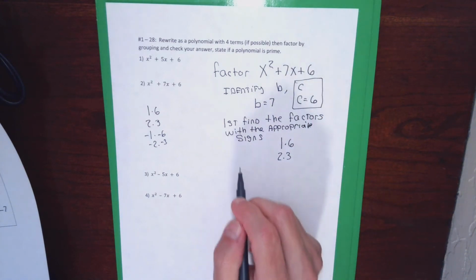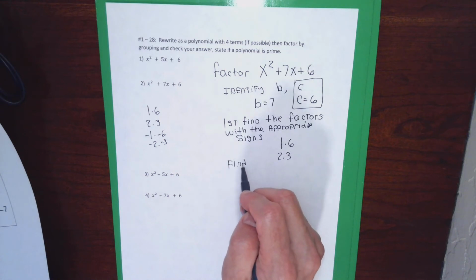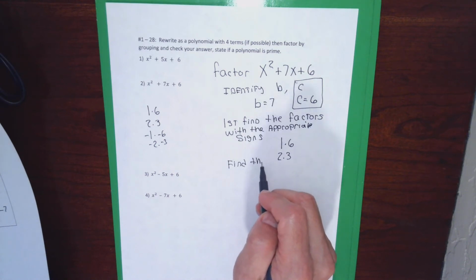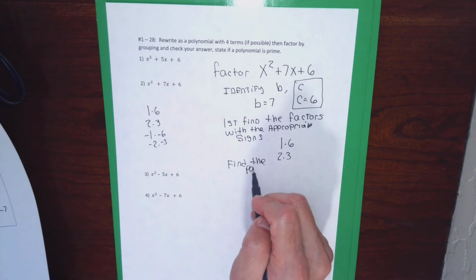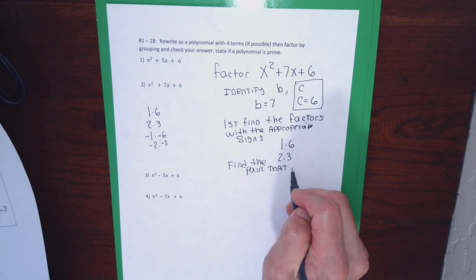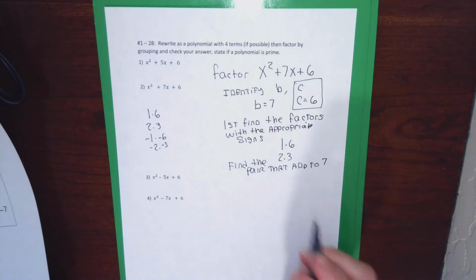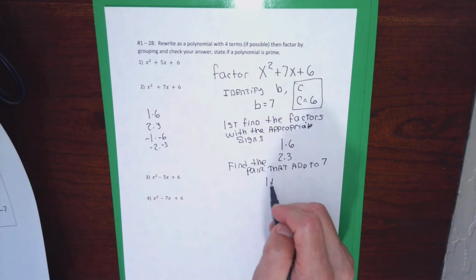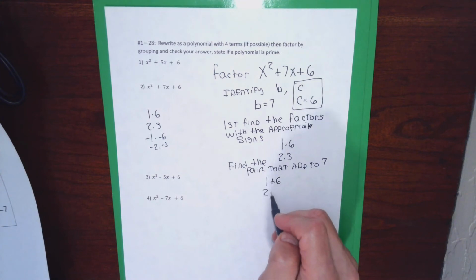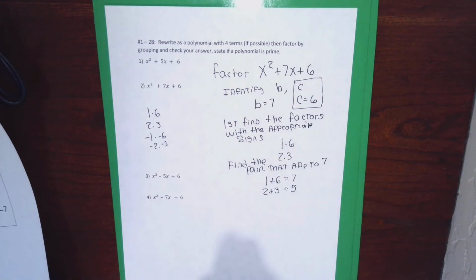After I find the factors, I'm going to add them up and find the pair that add up to b. So I'm going to find the pair of these that when I add them, instead of multiply them, add to 7. So I'm going to add the 1 and 6. I'm going to add the 2 and 3. They both can't add to 7, otherwise this would be a disaster. Well, the 1 and the 6 add to 7.